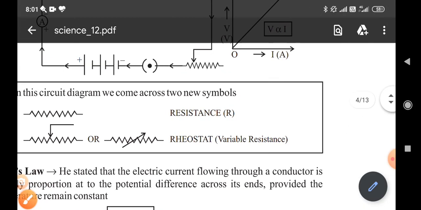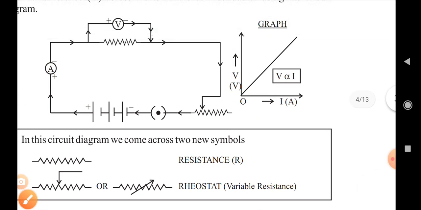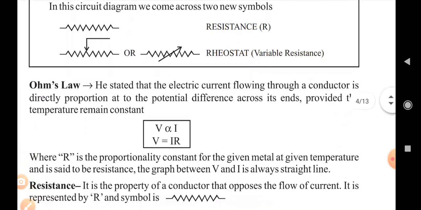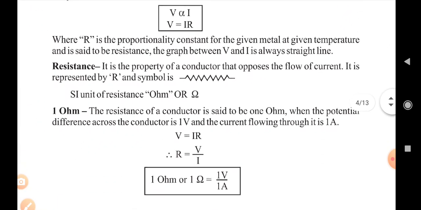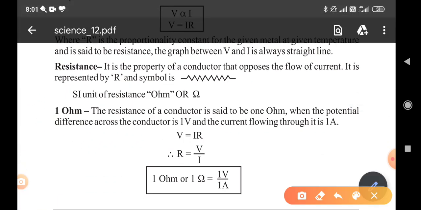Now let us come to know more about resistance. Resistance is the property of a conductor that opposes the flow of current. It is represented by capital R and its symbol is this.